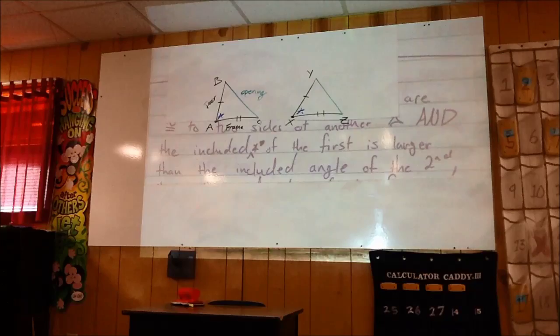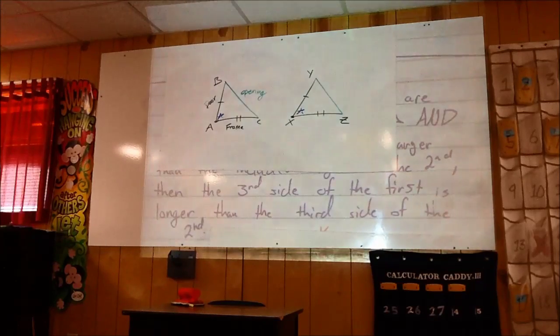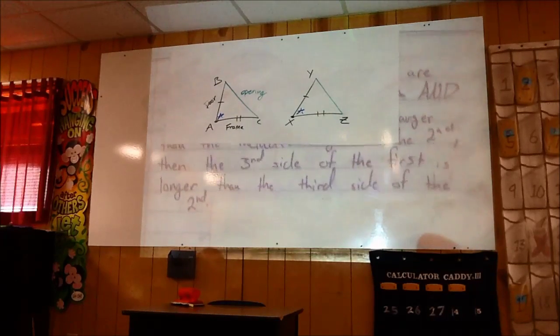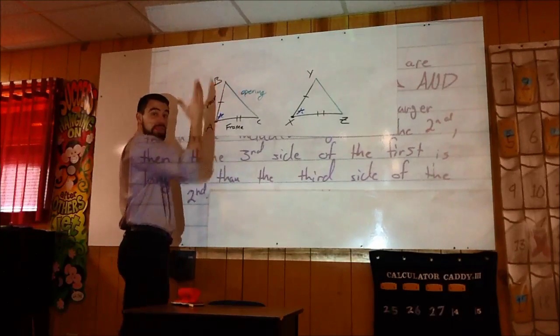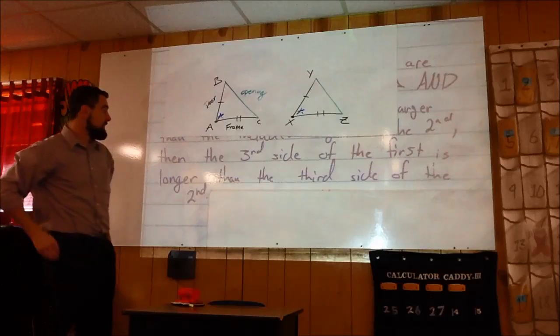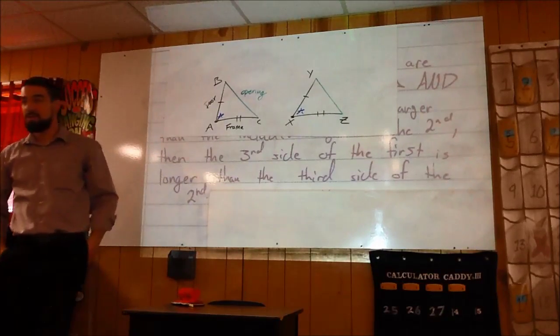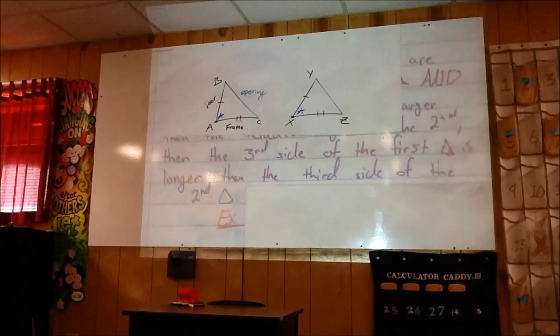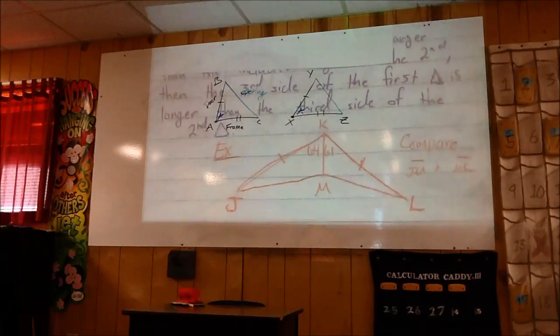If all of that happens, then the third side of the first triangle, so meaning this opposite side, that's the third side, the third side of the first is longer than the third side of the second triangle. Here's an example that I need you to copy down, this diagram right here.